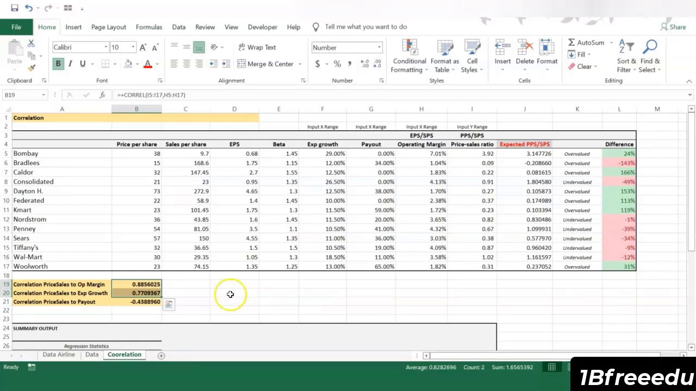So we have a strong positive correlation between the price of sales to operating margin and price of sales to expected growth rate. Anything between 0.5 and 0.7 is a moderate correlation, and anything less than 0.4 is considered a weak or no correlation. And for the price of sales to payout, we have a negative correlation, which indicates a negative relationship between these two variables, which means as one increases, the other one will decrease, and vice versa.